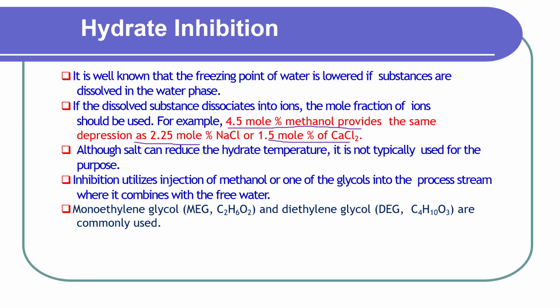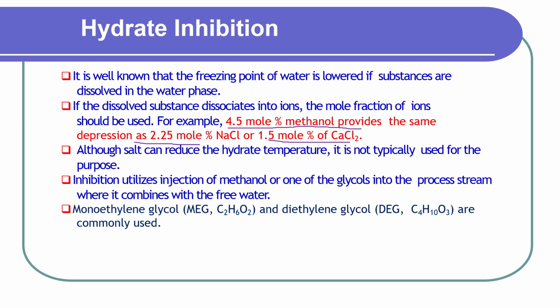And as we explained earlier, thermodynamic inhibitors mainly include two famous chemicals, methanol and glycols. When you inject chemicals, or use what we call thermodynamic inhibitors, such as glycol or methanol, the glycol or methanol will bind with the free water that's available in the gas stream. As we mentioned earlier, there are two types of glycols, monoethylene glycol and diethylene glycol. These are the most common thermodynamic inhibitors, in addition to methanol.